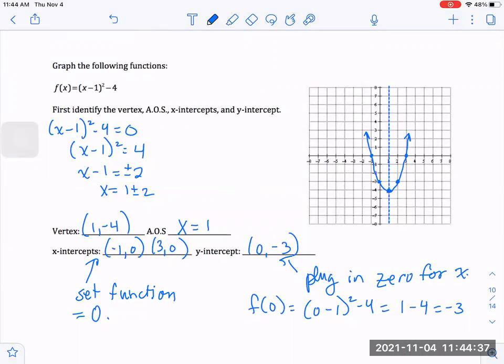I write ordered pairs, but if someone asked me for zeros, I would say it's at -1 and also 3. My zeros are -1 and 3. My x-intercepts are ordered pairs. It's a subtle difference.